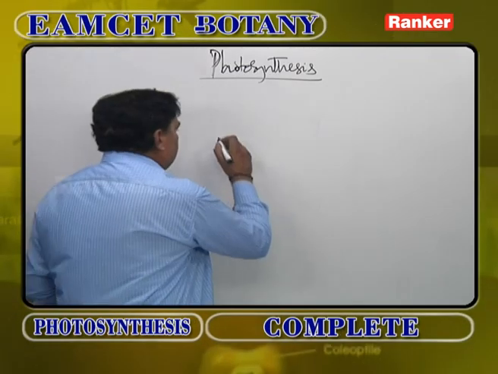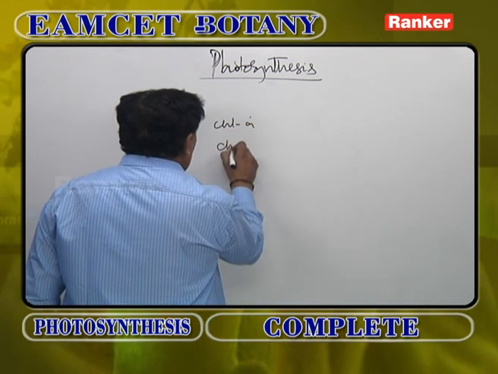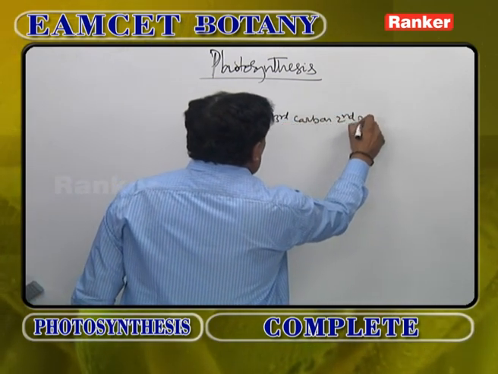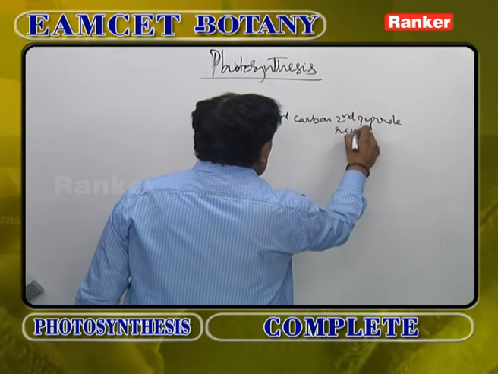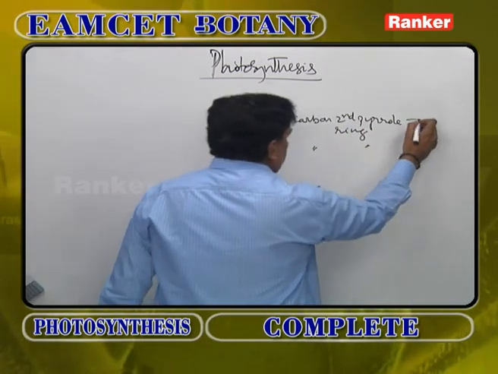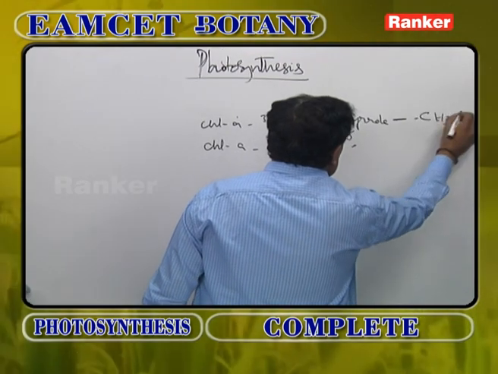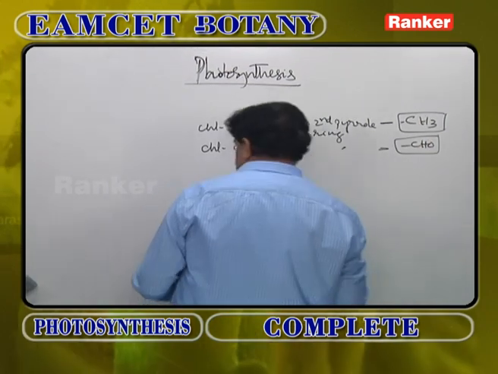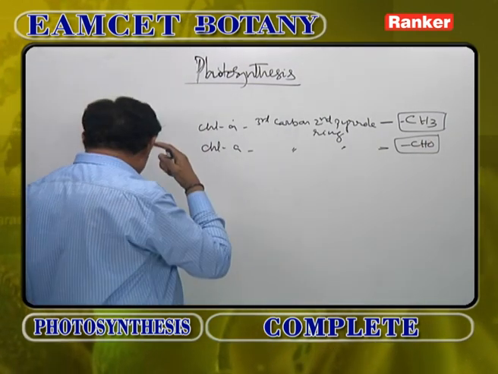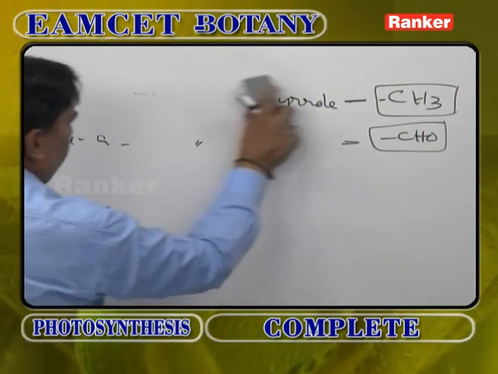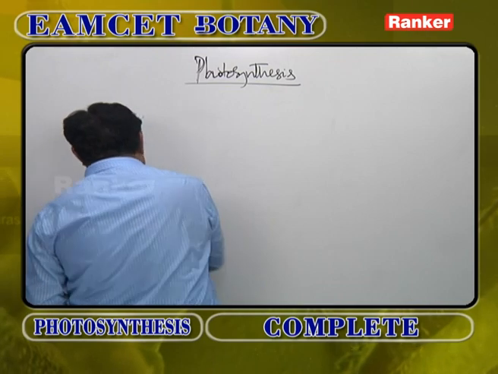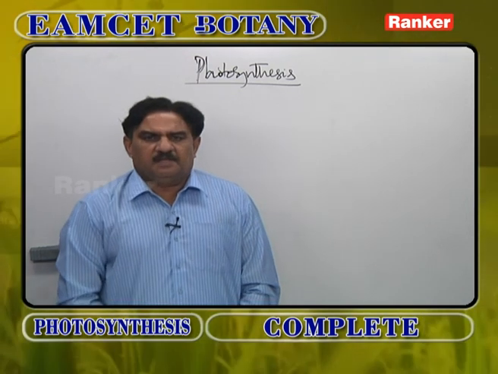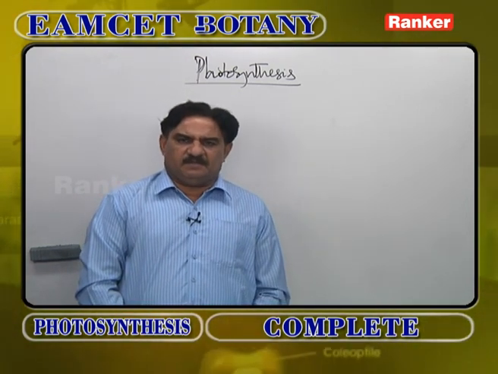What is the difference between chlorophyll A and chlorophyll B? It lies in the third carbon of the second pyrrole ring. If the third carbon of the second pyrrole ring shows a methyl group, it is chlorophyll A. If it shows an aldehyde group, it is chlorophyll B. So, the difference lies in the third carbon of the second pyrrole ring: if a methyl group is attached, it is chlorophyll A; if an aldehyde group is present in the place of the methyl group, it is chlorophyll B.